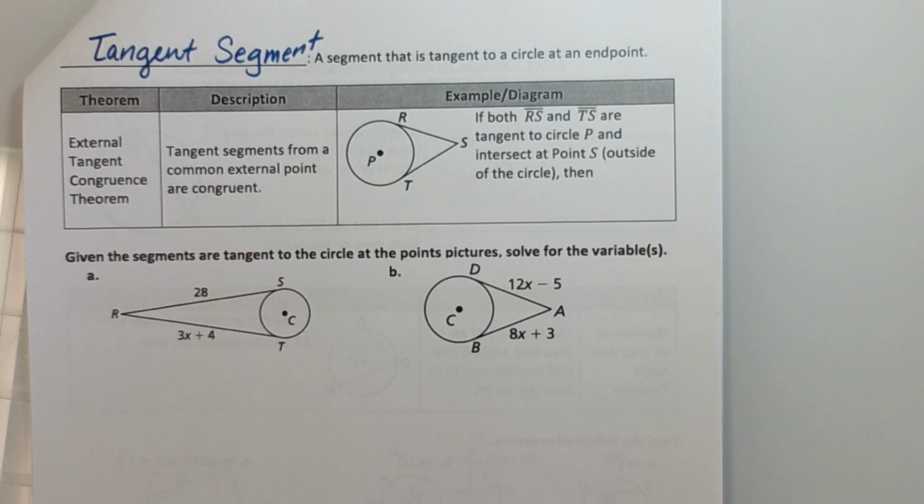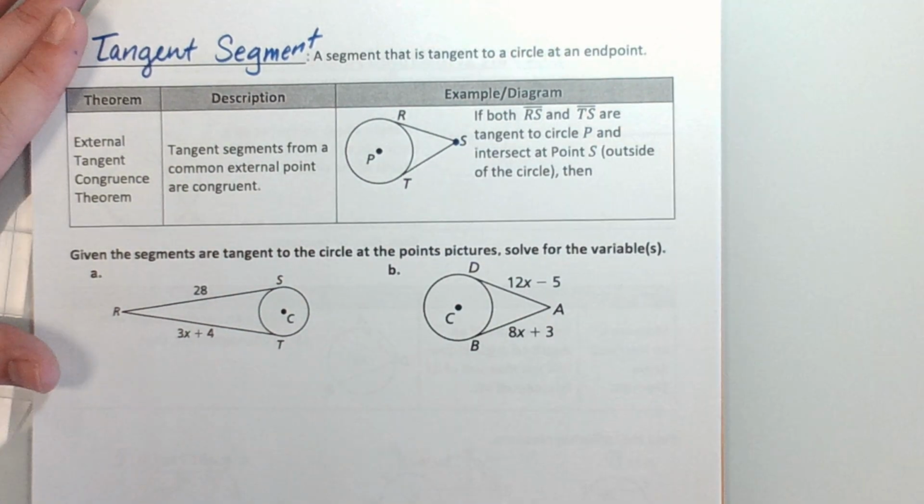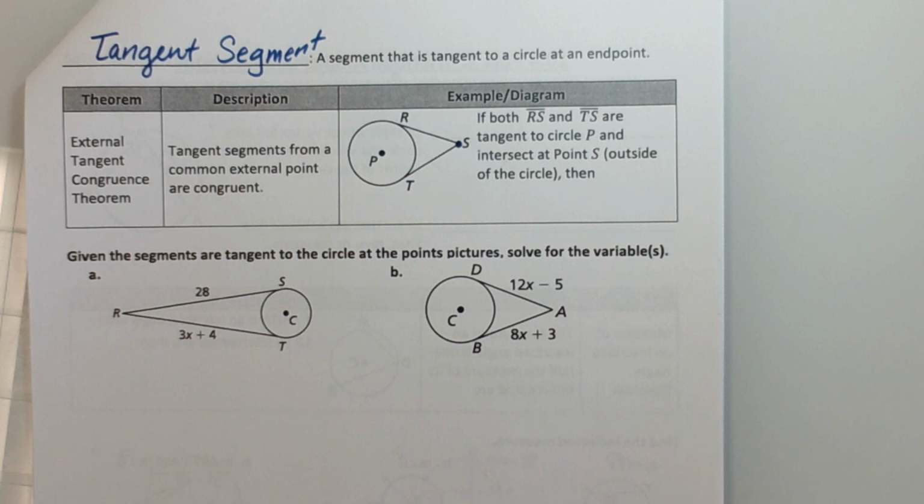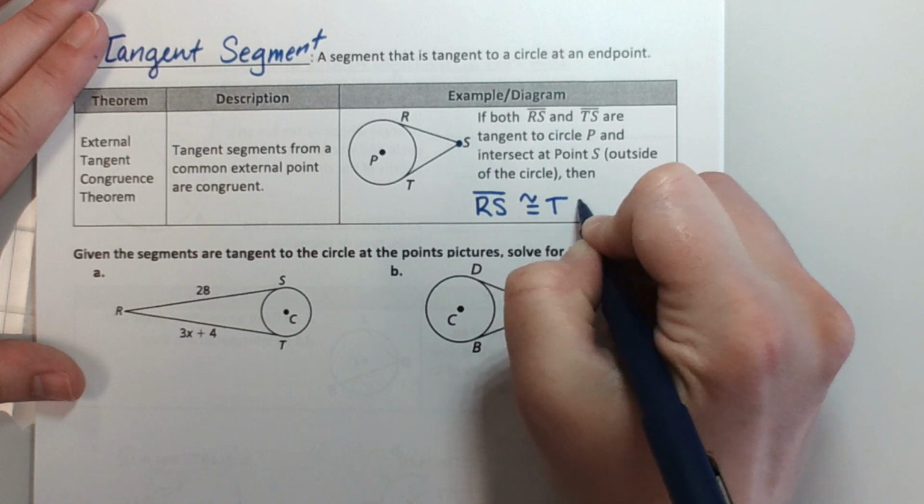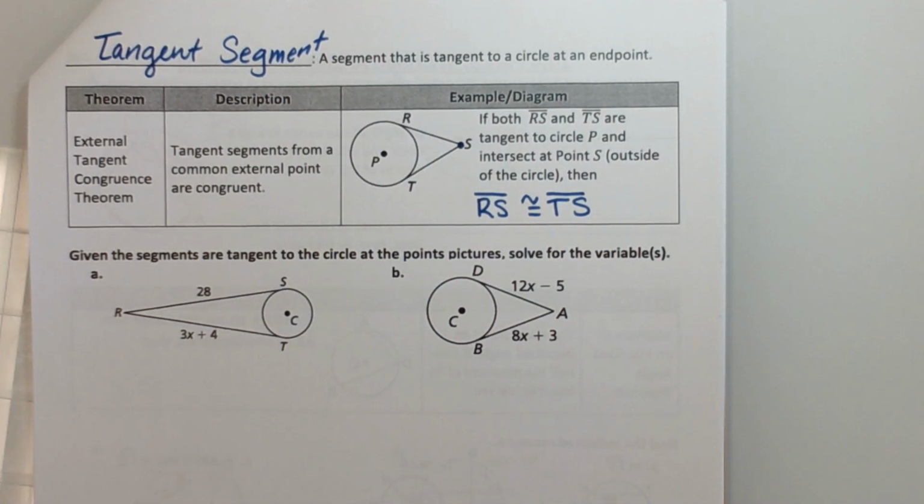Way easier, because what this theorem states is that if you have two tangent segments coming off the same circle that have a common external point, in other words, they meet at the same exact place outside of the circle, then those two tangent segments have to be the same length, have to be congruent. RS has to be congruent to TS. That's what this theorem states. And congruent, a lot easier to work with than dealing with perpendicular and having to do our Pythagorean theorem.